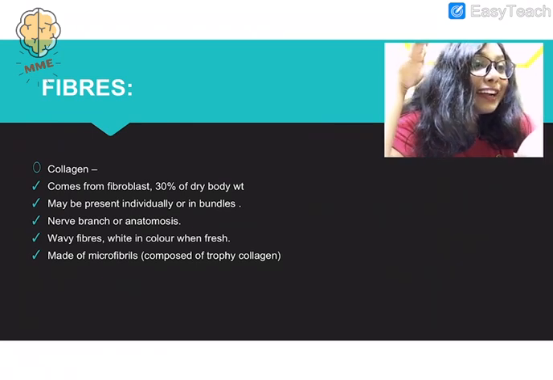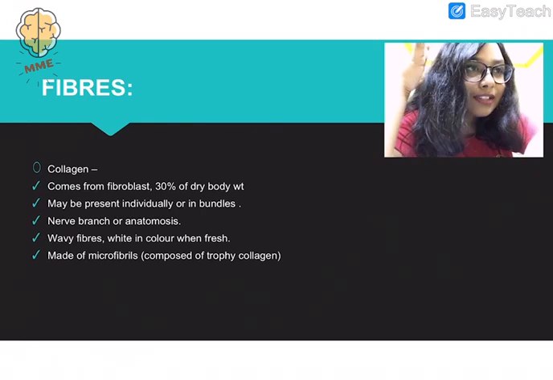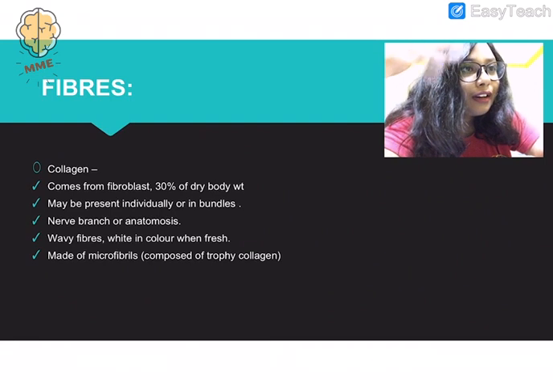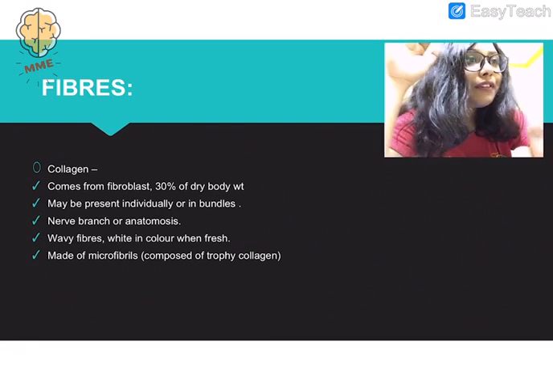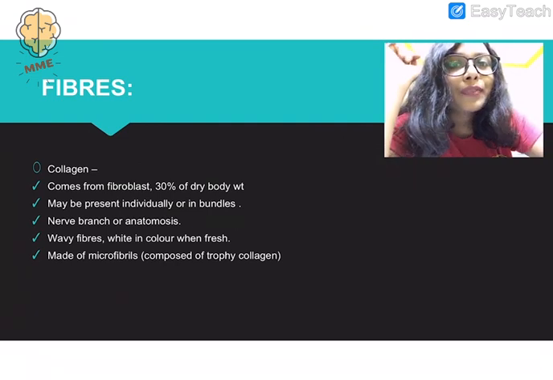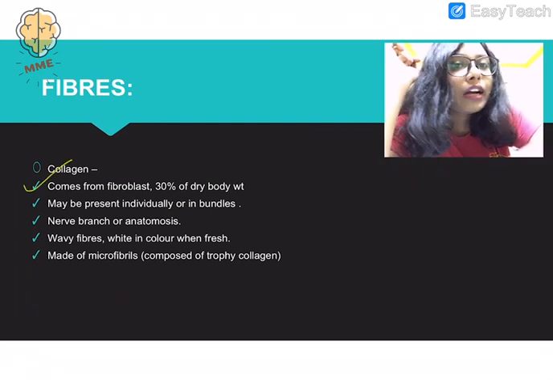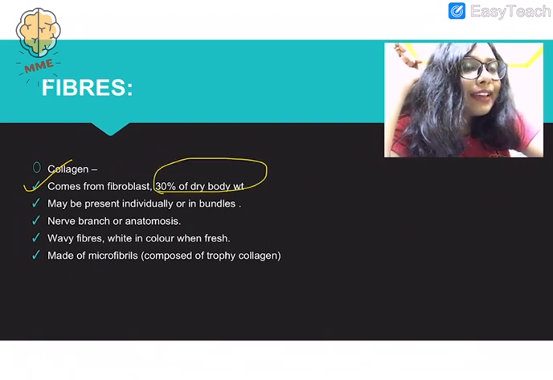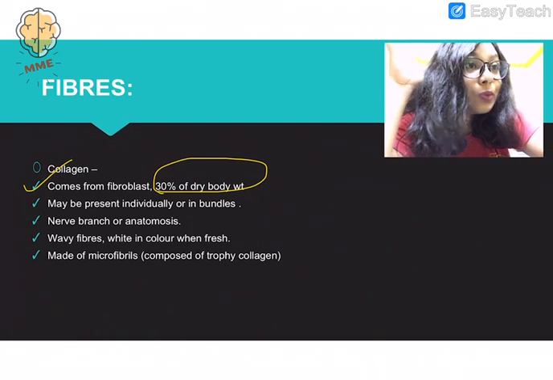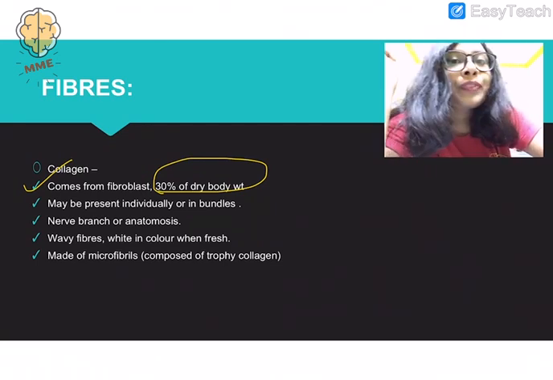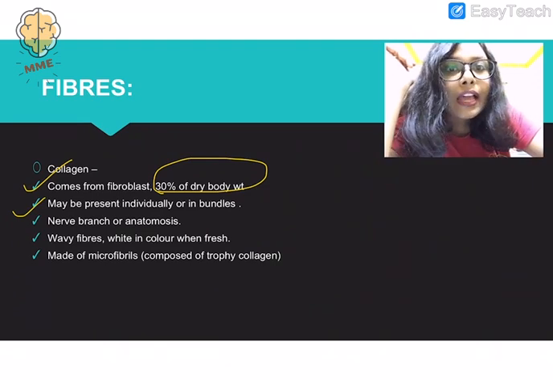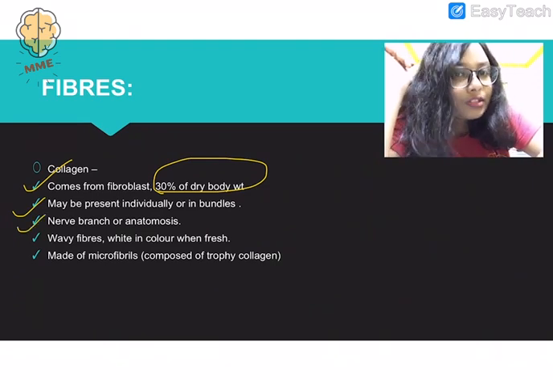I can't tell you how many times it has been asked everywhere. What is the collagen fiber present in the basement membrane of the cornea and all, everything. Very typical questions. So they come from the fibroblast. 30% of the dry weight of the body is made by collagen. Can you believe it? It is 30%, and it may be present individually or in bundles. And nerve branch or anastomosis also.